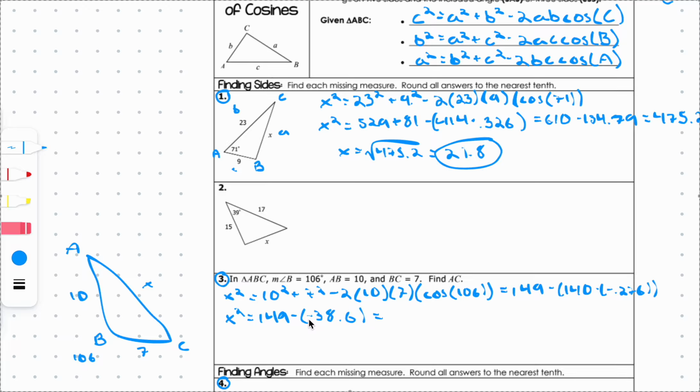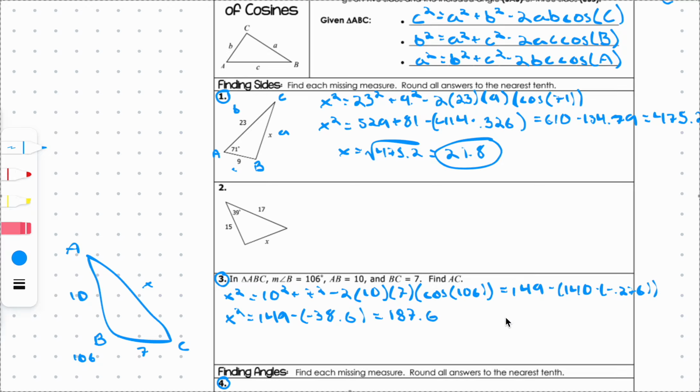So now I'm going to keep on writing this. I'm going to say x squared equals 149 minus negative 38.6-ish. And we have a minus, so make sure not to get tripped up on that. We're adding these two. And so we do 149 plus 38.6. And so we should get something around 187. So we end up getting 187.6.